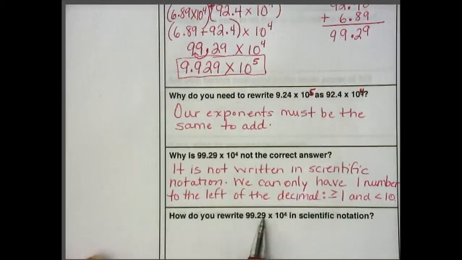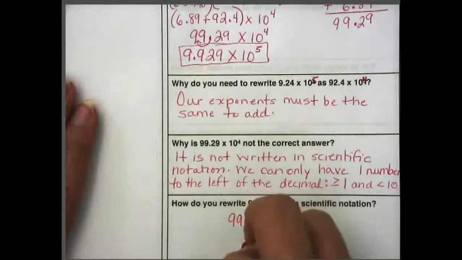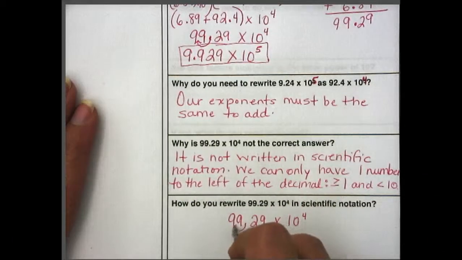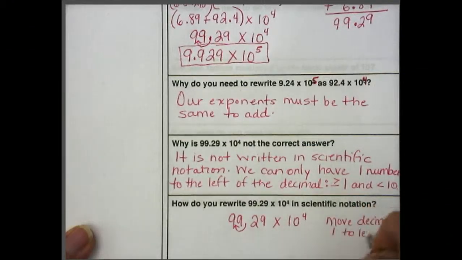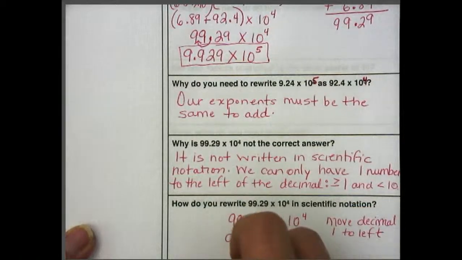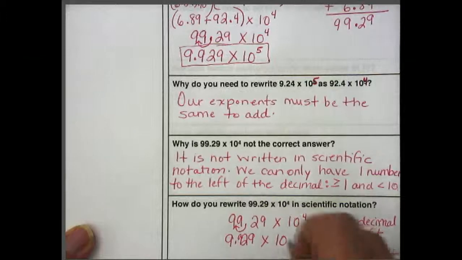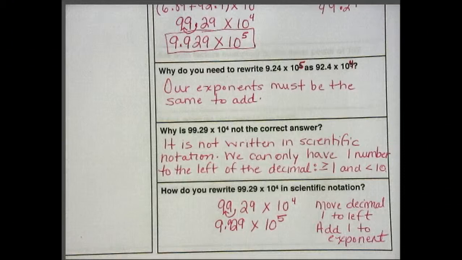How do you rewrite 99.29 times 10 to the fourth in scientific notation? Well, we did that together. We can only have one place, so we had to move our decimal point 1 to the left. Okay, so we did that, 9.929. And when we do that, we have to add 1 to the exponent. So when we do that, we get 9.929 times 10 to the fifth.